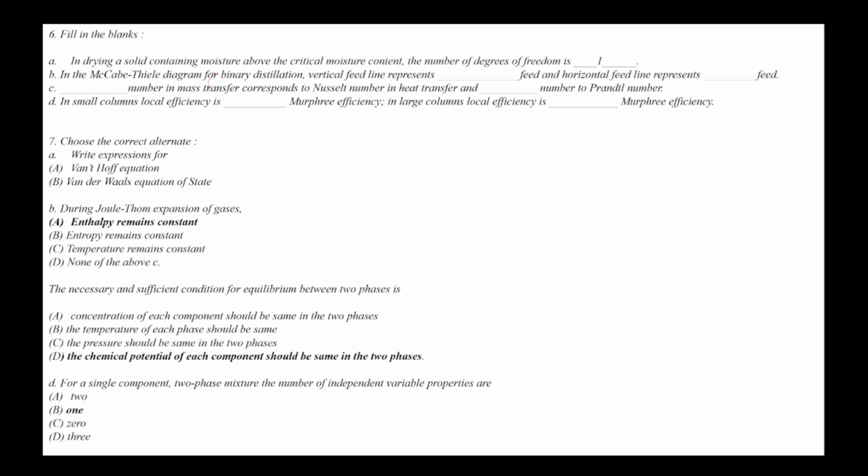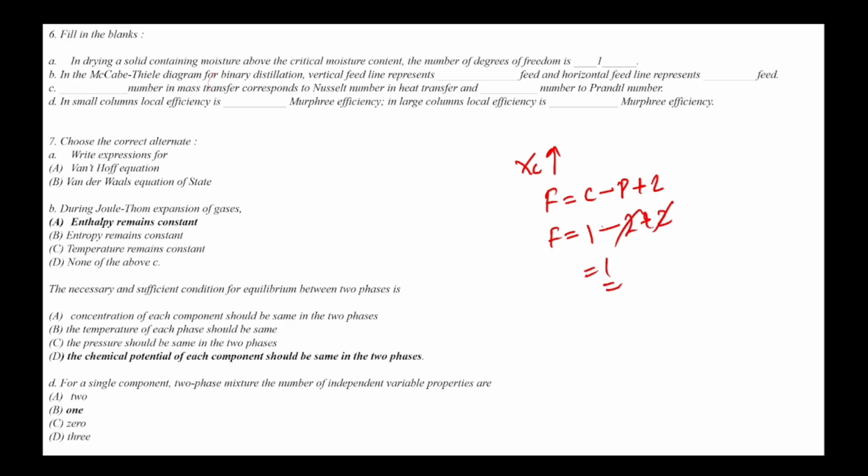In drying, for a solid containing moisture content above the critical moisture content, the number of degrees of freedom is 1. Above the critical moisture content, that means X_c. We have F is equal to C minus P plus 2. The component is 1, water. Phases are liquid and vapor, so 2, plus 2, giving 1.